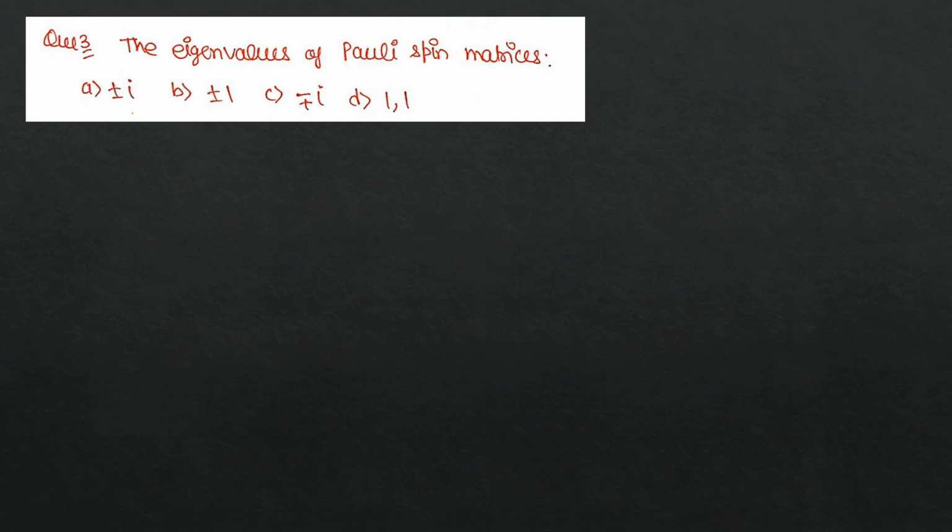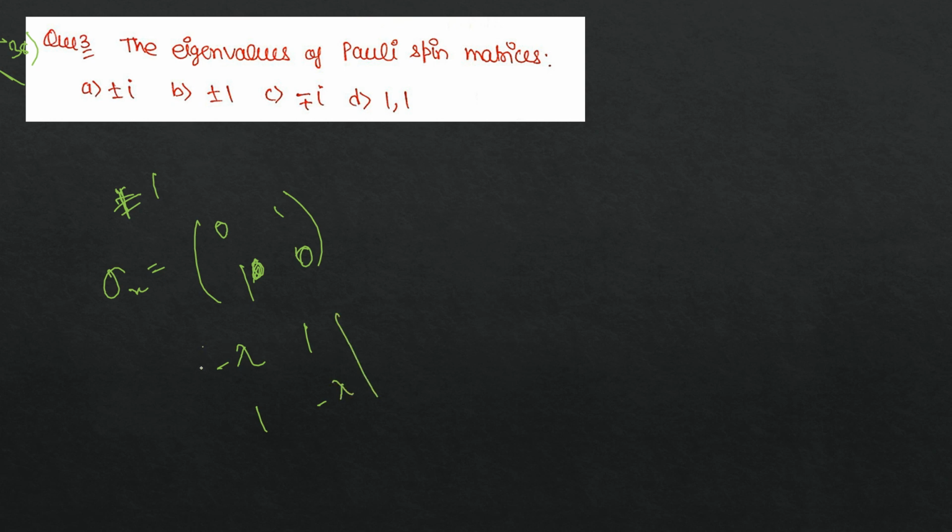Next question. Question number 38. Find the eigenvalues of Pauli spin matrices. Eigenvalues of Pauli spin matrices we have studied is plus or minus 1. But if you want to confirm, sigma x is equal to 0 1, 1 0. So minus lambda, 1, 1, minus lambda is equal to 0. Lambda square minus 1 is equal to 0. Lambda is equal to plus or minus 1.